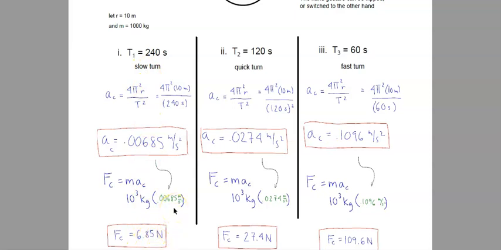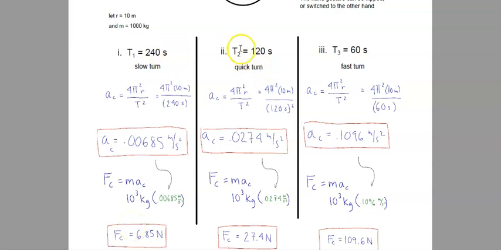Of course, a slow turn is also a slow speed turn. The long time that it takes to go around means you're going slower, and just like in the last video when we discussed slow speeds require less centripetal force, a long amount of time will also require less centripetal force. Let's take a look at a quicker turn.